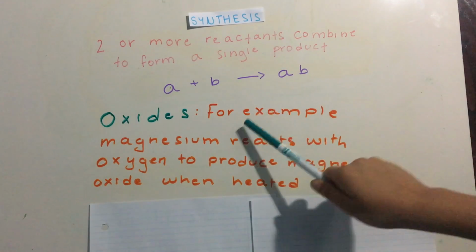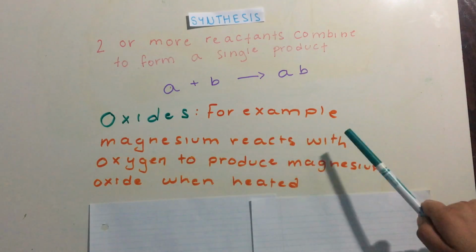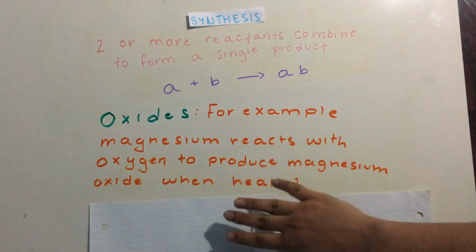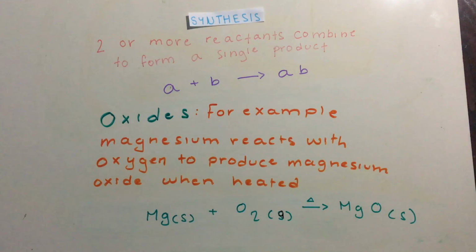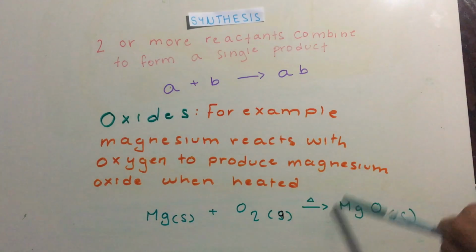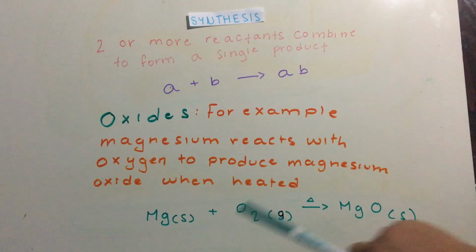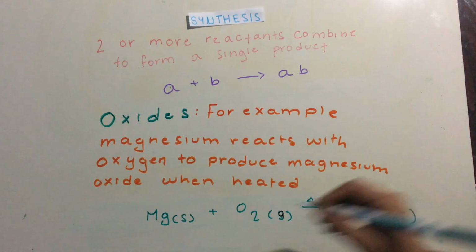For example, let's say magnesium reacts with oxygen to produce magnesium oxide when it's heated in the air. So this would be represented by this equation. Magnesium plus oxygen gives us magnesium oxide. The triangle on the arrow indicates the heat that is being used. And now let's balance.